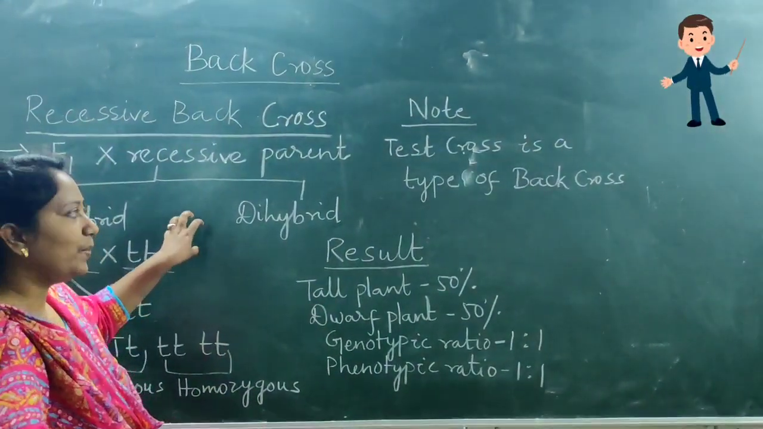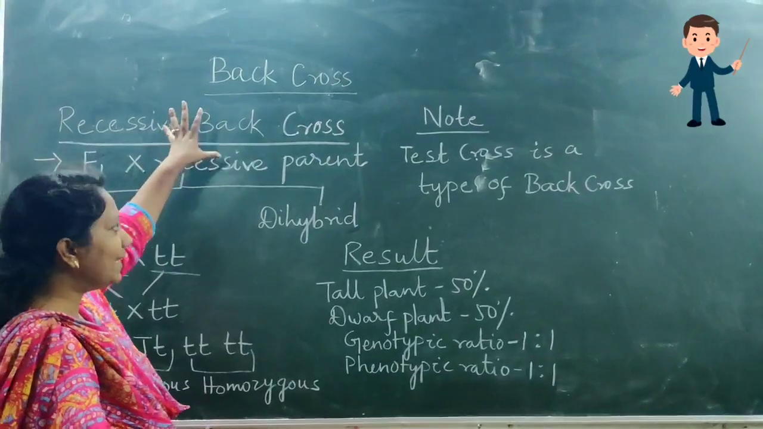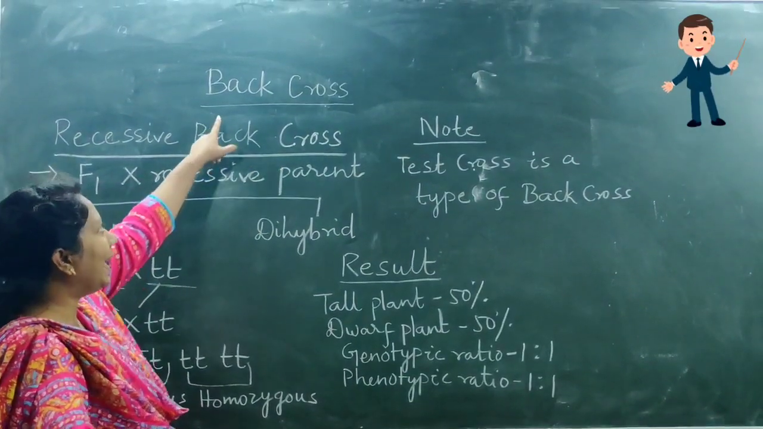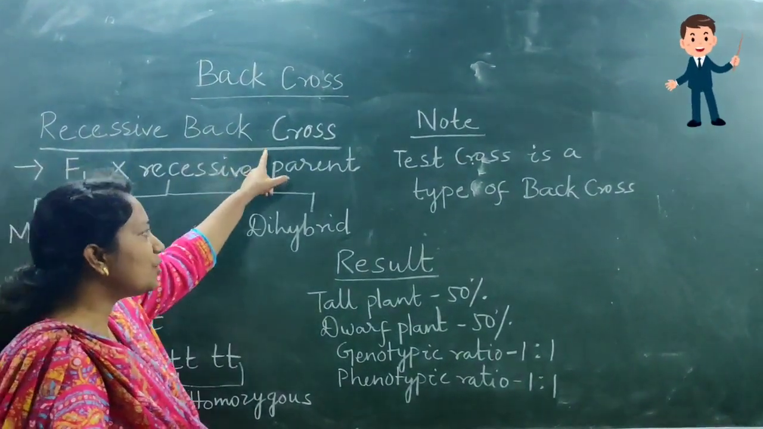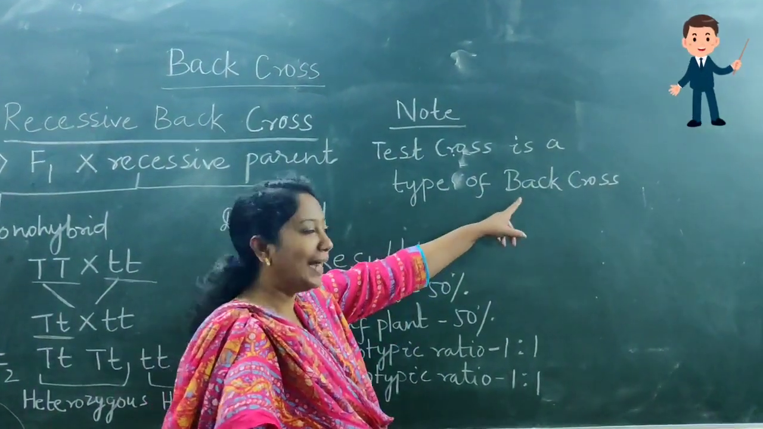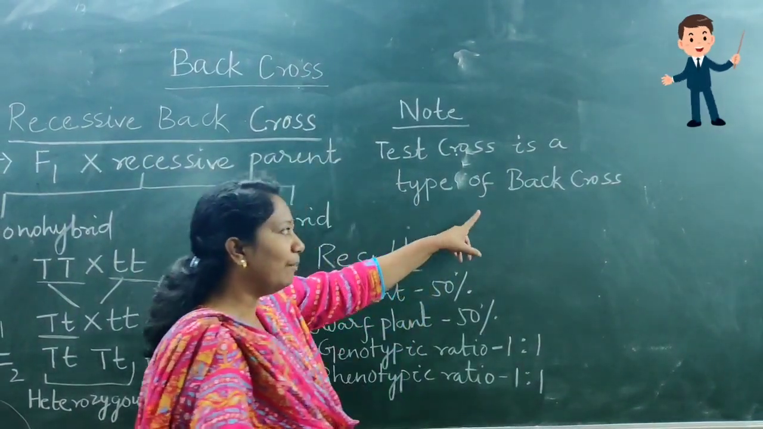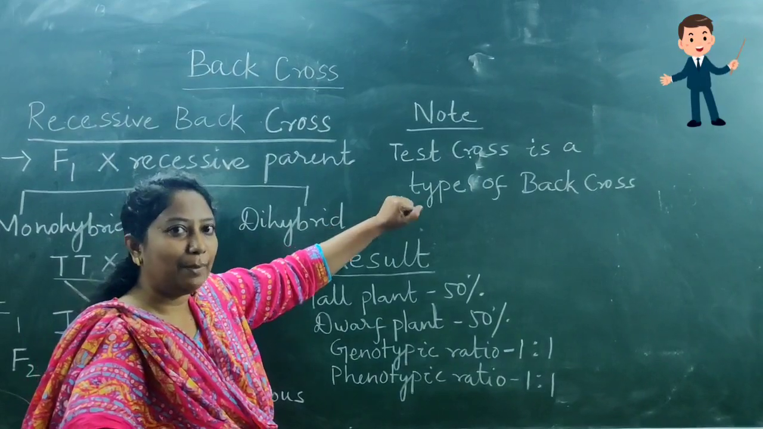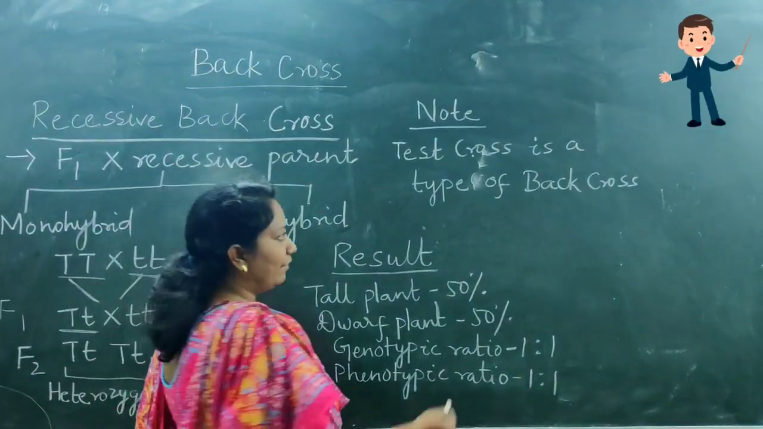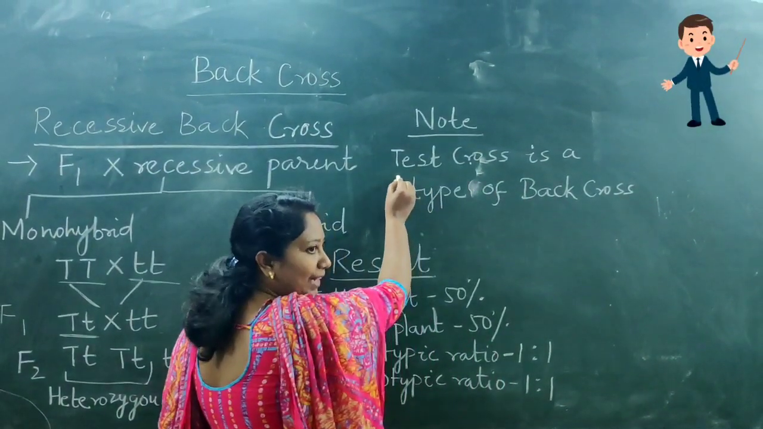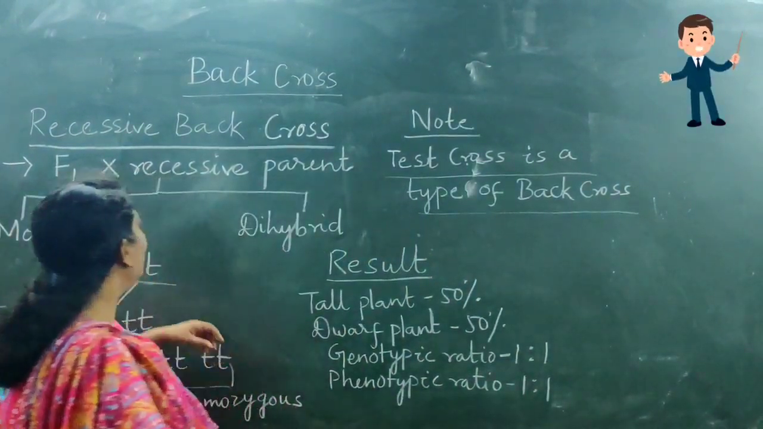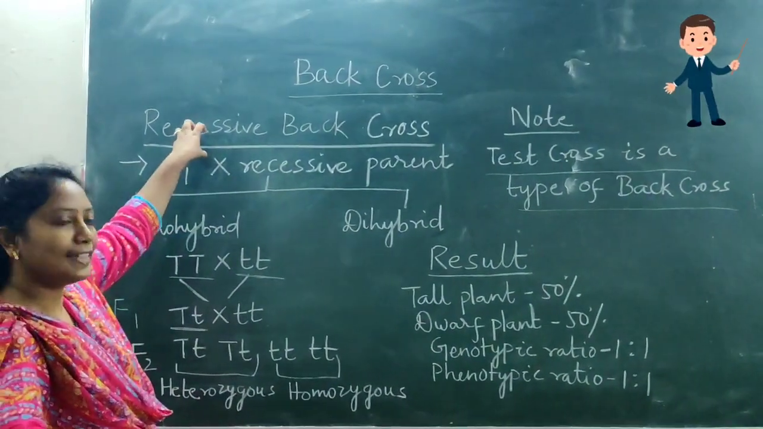Now we have already understood what is back cross and the types of back cross. And we have already understood that recessive back cross is also otherwise known as test cross, which means test cross is a type of back cross. If test cross is a type of back cross, then is back cross a type of test cross? No, never. So back cross is not a type of test cross, but test cross is always a type of back cross. This was all about the monohybrid recessive back cross.